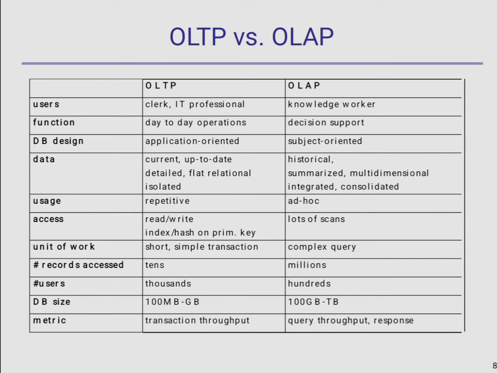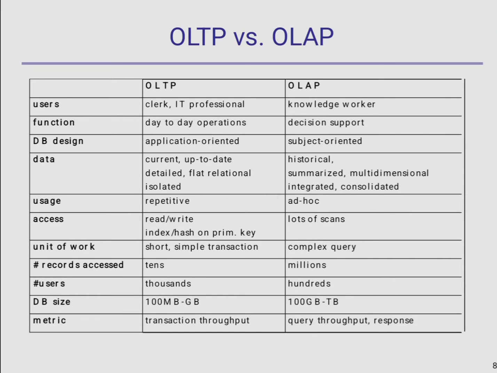The first one is users. Who are the users of OLTP? Clerks and IT professionals, and in OLAP, knowledge workers. OLAP comes under data warehousing, whereas OLTP comes under real-time query processing. Function: as the name suggests, in OLTP, online transaction processing, day-to-day operations are recorded, whereas OLAP, as it does analysis, is for decision support.